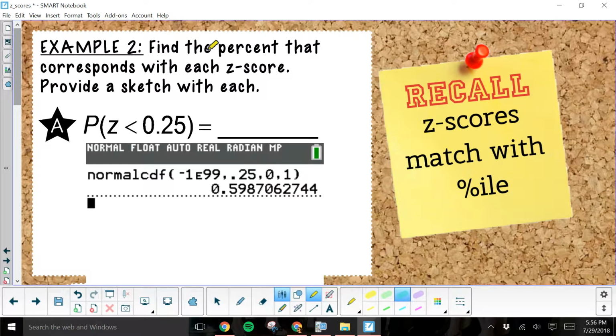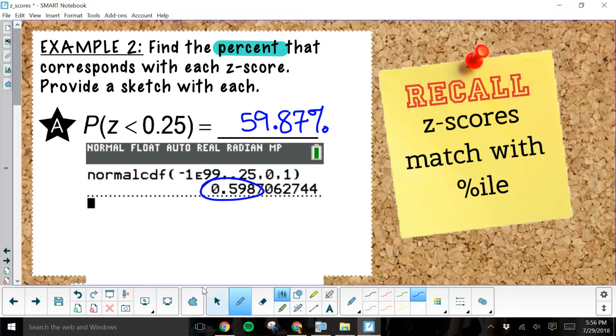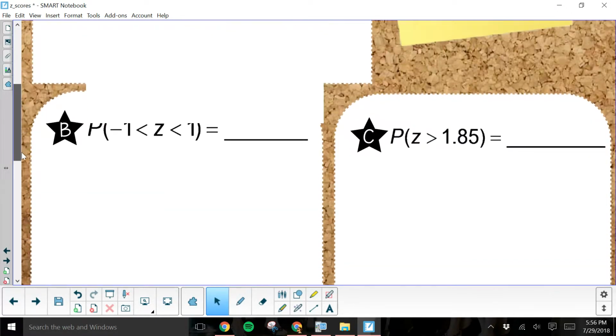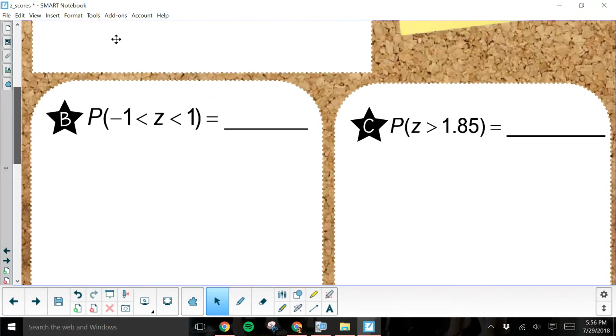Notice this just says find the percent. So again, answering that question. 59.87. So almost 60%, maybe a little less. Not too bad. Pause the video and try to do these on your own. This is B and C. Hopefully B looks a little familiar. You should probably predict what the answer is going to be.